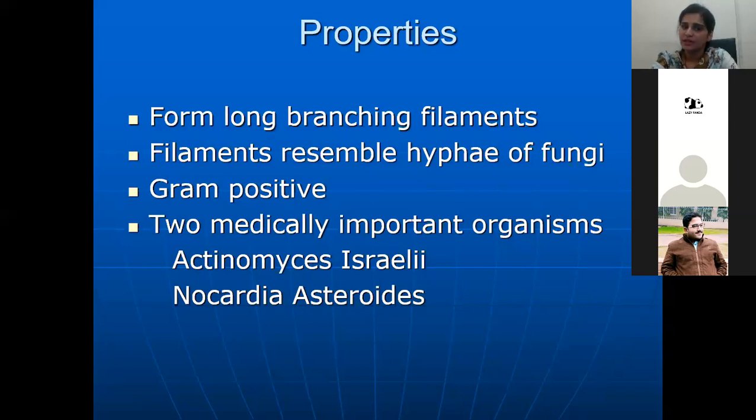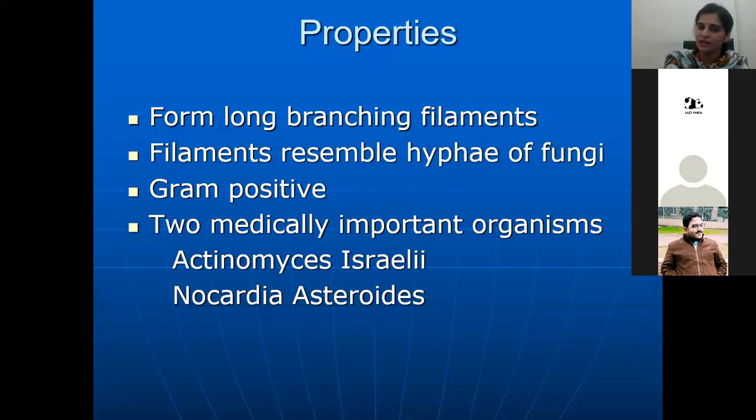The important properties of the actinomycetes are they form long branching filaments. Filaments resemble hyphae of the fungi. We discussed mycology in detail, and you know what hyphae are. Hyphae are actually the filamentous structures of the fungi. So the filaments present in actinomycetes resemble hyphae of fungi, and they are gram positive. Remember, actinomycetes are gram positive. In the previous lessons, we discussed the acid-fast bacilli, we discussed spirochetes, but actinomycetes are gram positive.